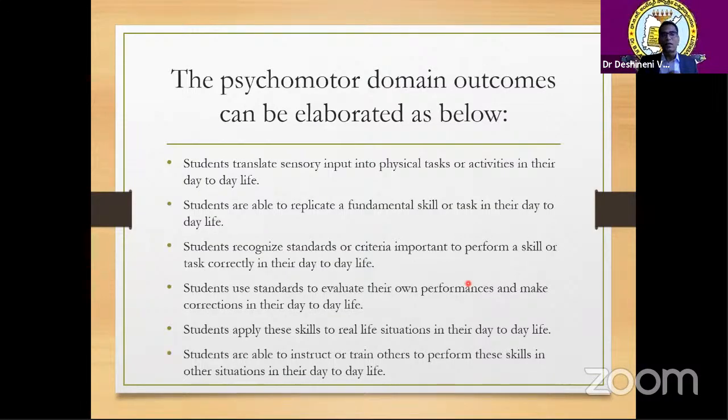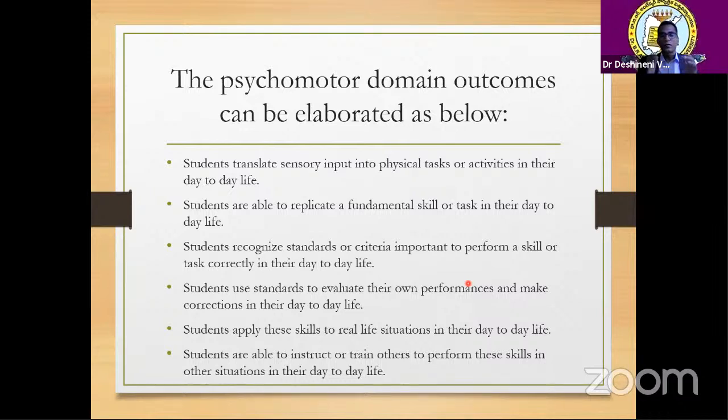If we want to see the psychomotor domain outcomes, we can say students translate sensory input into physical tasks or activities in their day-to-day life, and students are able to replicate a fundamental skill or task in their day-to-day life. Students recognize standards or criteria important to perform a skill or task correctly in their day-to-day life, and students use standards to evaluate their own performances and make corrections in their day-to-day life.